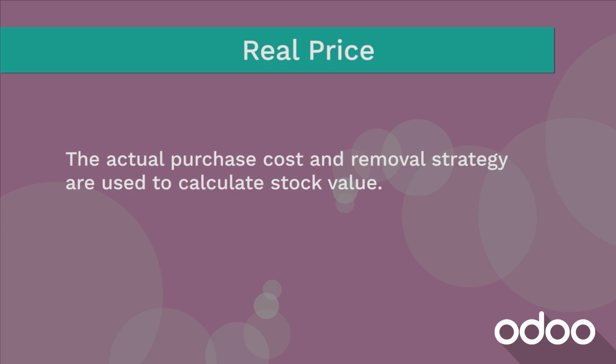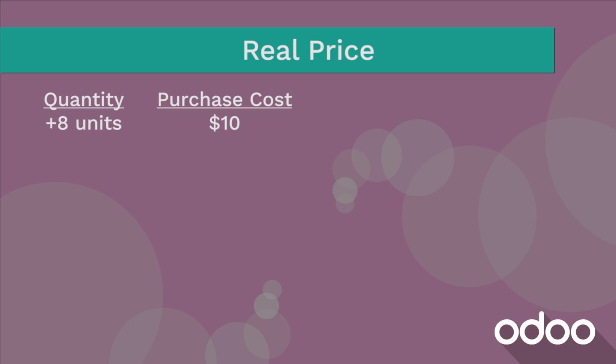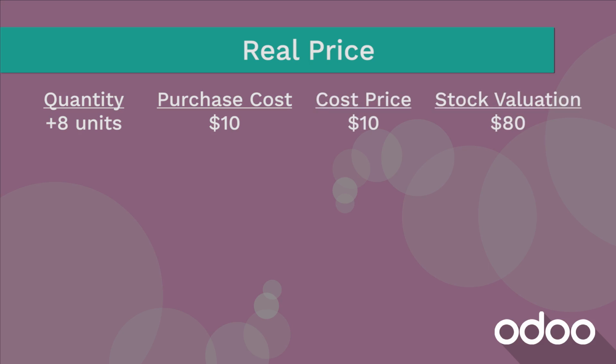Using the real price method, the actual purchase price and removal strategy are used to arrive at a stock valuation. For example, let's say we receive our first 8 units at $10 each, bringing our stock value to $80 total. Then we receive 4 more units of the same product at $16 each, bringing our total stock valuation to $144.